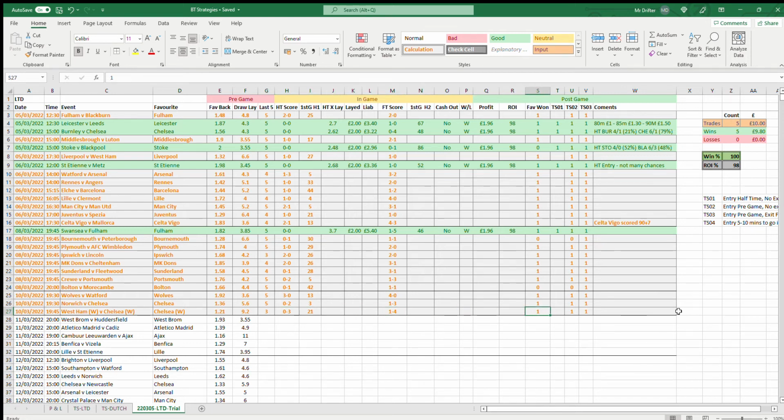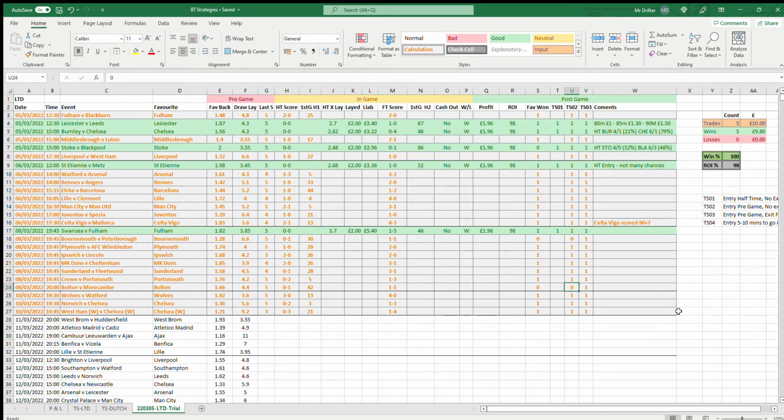I've populated what I do for the ones I don't get on. I populate the final score just so I can go back and look at that at a future date. Populate whether the favourite won or not, and also populate whether we would have won on trading strategy 2 and trading strategy 3, which are all yeses as well. So strategy 2 and 3 is where you get on pre-game.